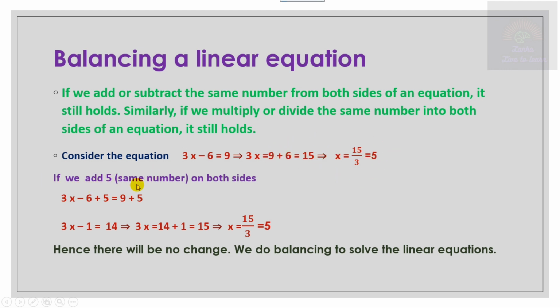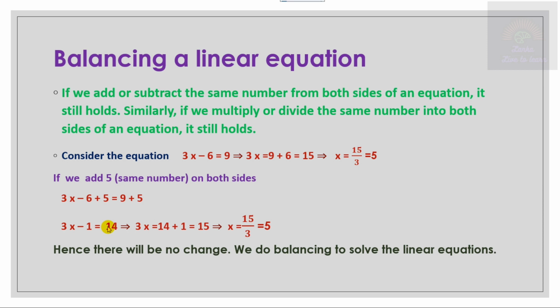But if you take the same equation and balance it, 3x minus 6, we are adding the same quantity on both sides, plus 5 and plus 5. That means 3x minus 6 plus 5 is equal to 9 plus 5, 14. Still, if you transpose minus 1 to this side, it will be 15. So 3x is equal to 15 and x is equal to 5. Still, we are getting the same answer. So to balance, whether you add, subtract, multiply or divide, you have to do the same thing on both sides.